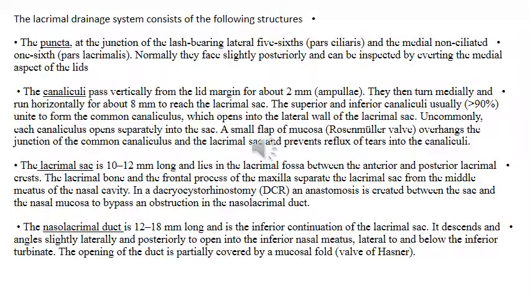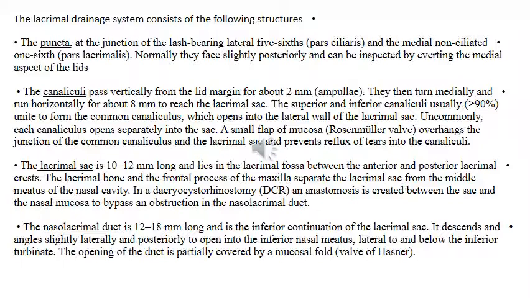The lacrimal drainage system consists of the following structures: the puncta, the canaliculi, the lacrimal sac, and the nasolacrimal duct. The puncta are located at the posterior border of the lid margin, so they come in contact with the ocular surface. It is located at the junction of the pars ciliaris with the pars lacrimalis. We have two puncta, superior and inferior.